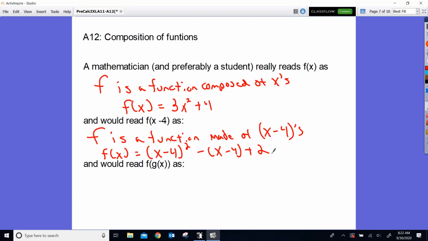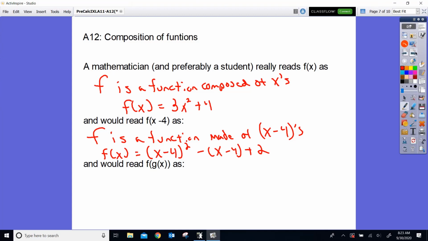It means f is a function composed of a function called g of x. I'm not going to write it down, it's kind of long. But f is a function composed of another function called g of x. Kind of funny looking. That's what we're doing today. We're seeding a function with another function.